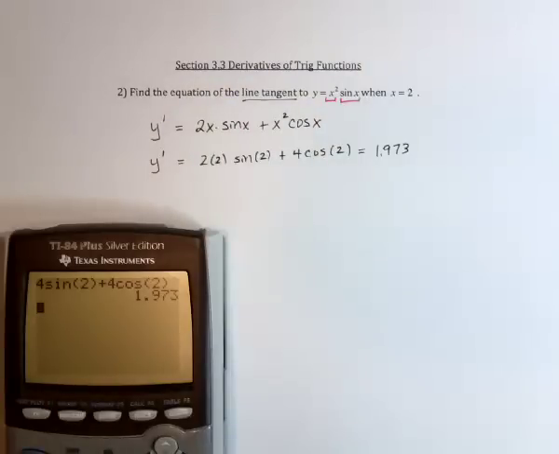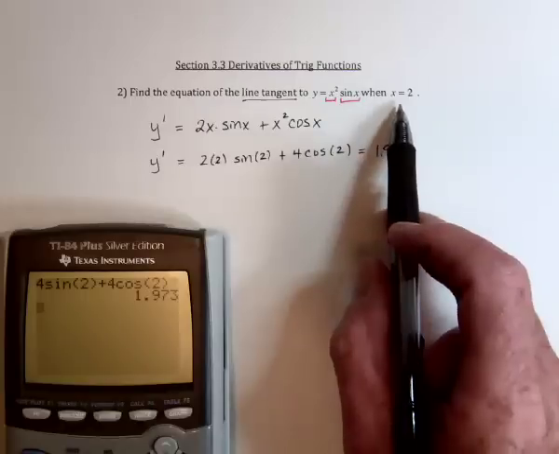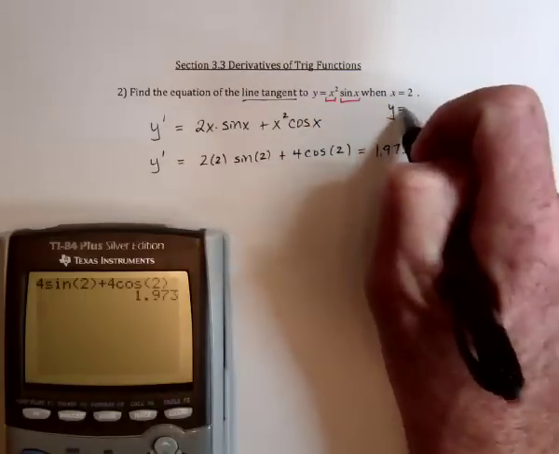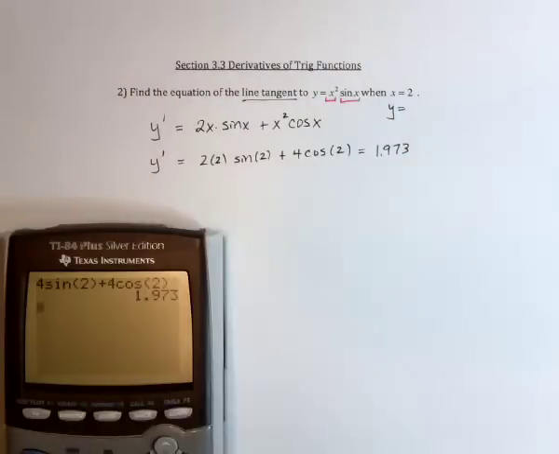In order to use the point slope formula, the other thing we need to know is what's the y value when x equals 2. So go back to the function and substitute in 2, which is going to be 2 squared and sine of 2.